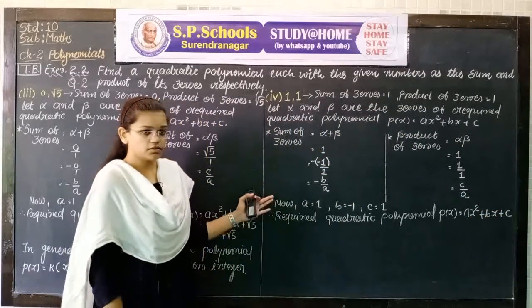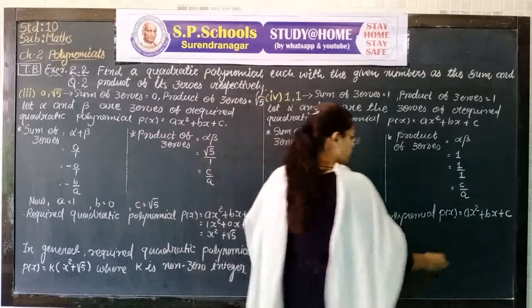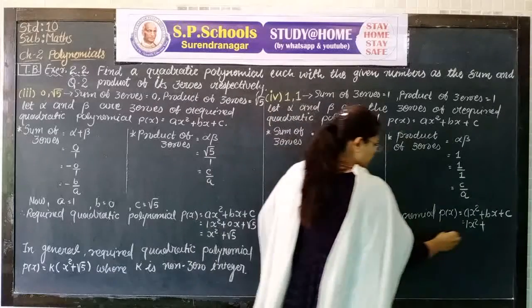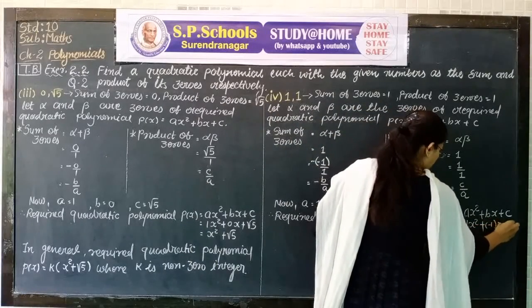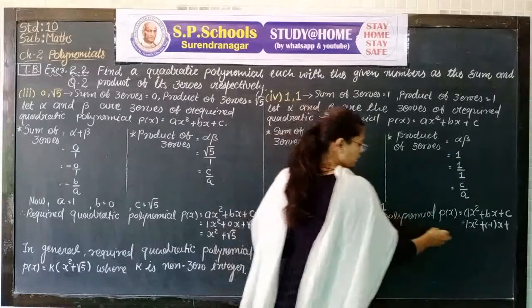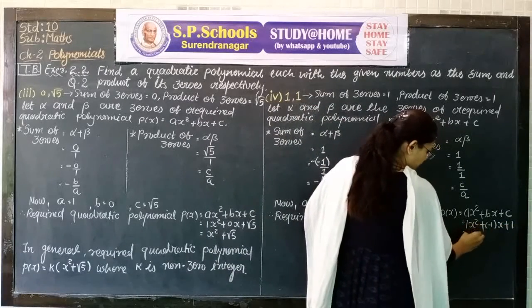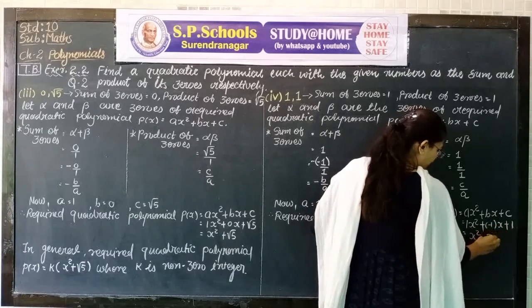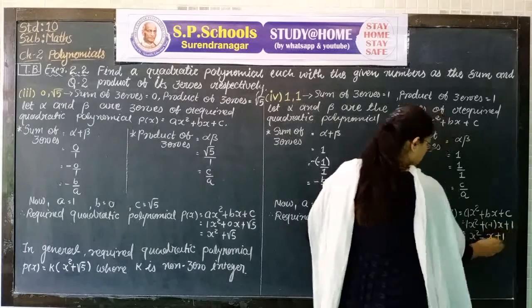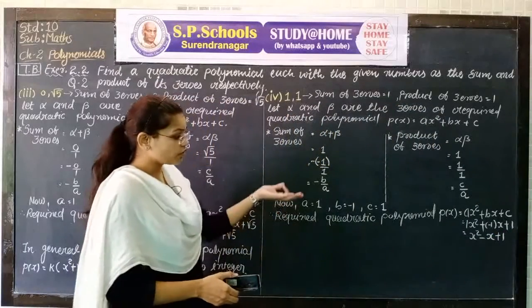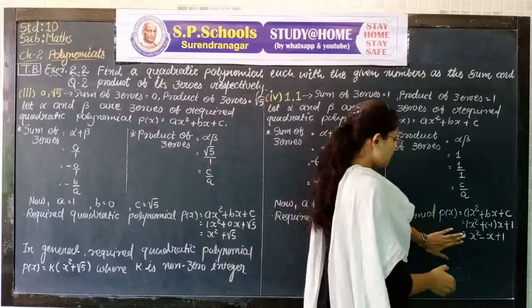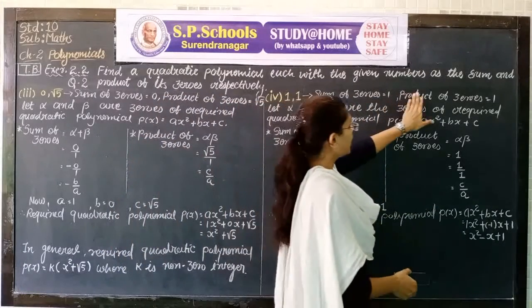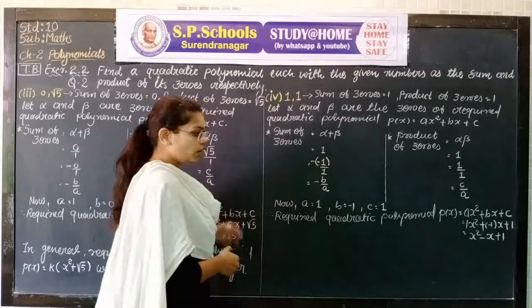Now we have to substitute the values of a, b and c. Instead of a is equal to 1, x square; instead of b is equal to minus 1, x as it is; and instead of c is equal to 1. 1 multiply x square gives x square, plus minus 1 multiply x gives minus x, and last is plus 1. Here x square minus x plus 1 is our required quadratic polynomial whose sum of zeros is 1 and whose product of zeros is also 1.